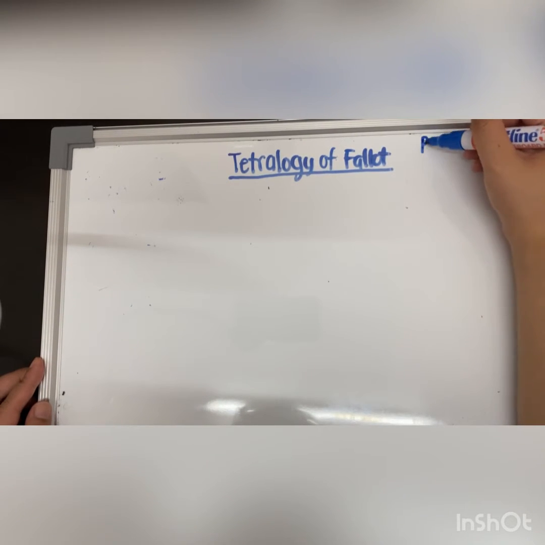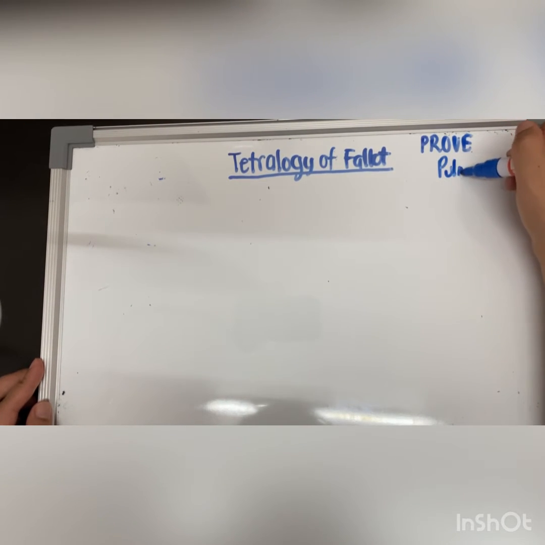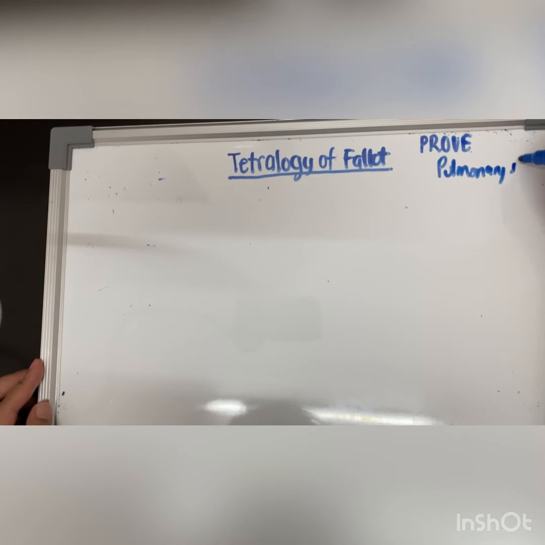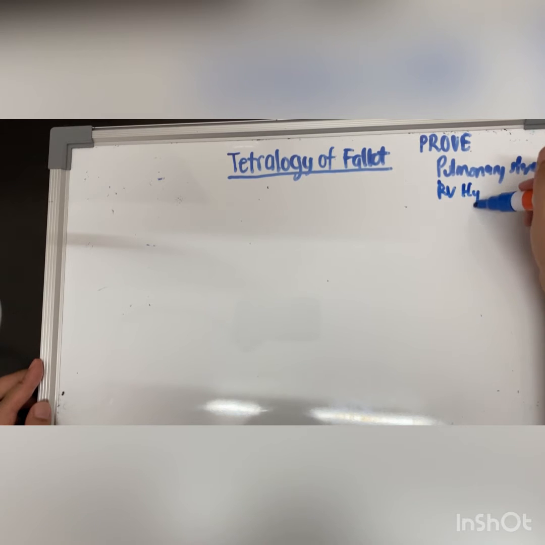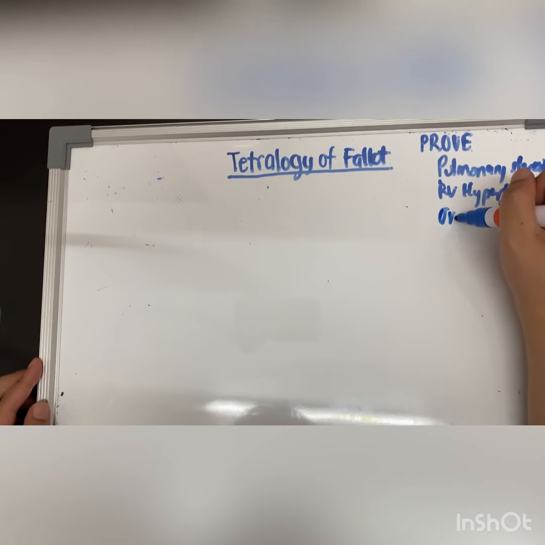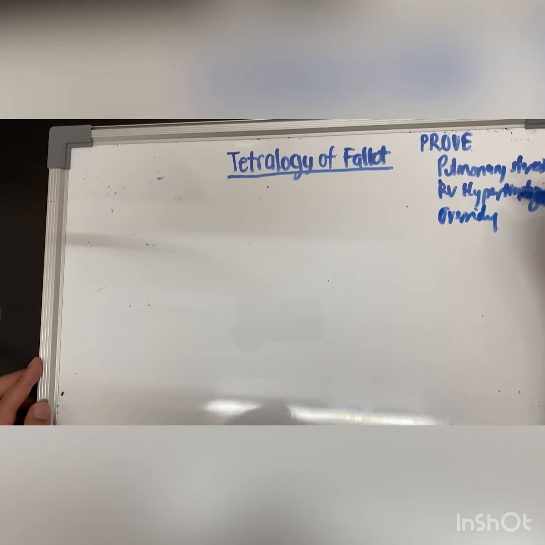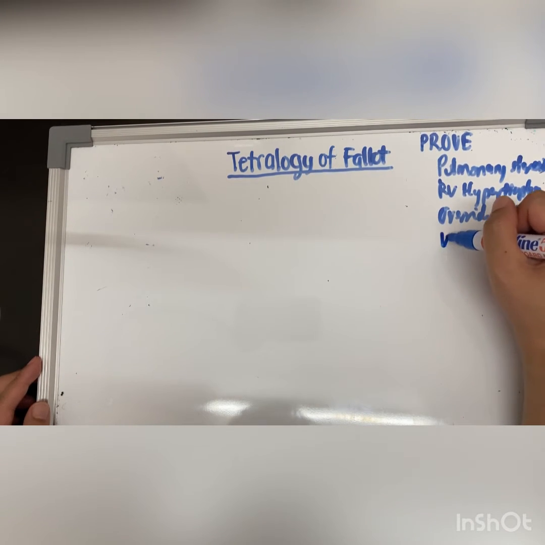Okay, today I'll be talking about Tetralogy of Fallot. In Tetralogy of Fallot, there are four main components of congenital malformation in the heart. One way to remember is based on the acronym PROOF. So I have pulmonary stenosis, right ventricular hypertrophy, overriding of the aorta, and VSD.